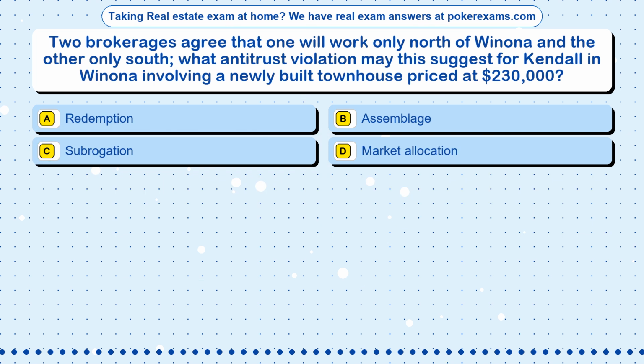Question 100. Two brokerages agree that one will work only north of Winona and the other only south. What antitrust violation may this suggest for Kendall and Winona involving a newly built townhouse priced at $230,000? Option A, redemption. Option B, assemblage. Option C, subrogation. Option D, market allocation.